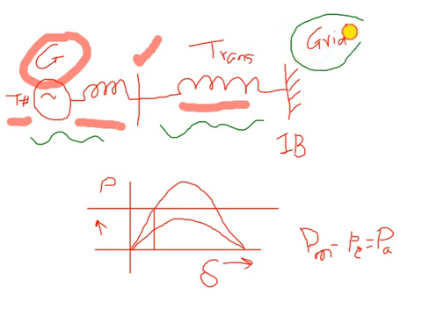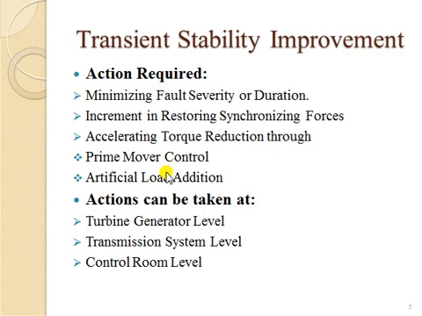Now grid level actions are actions taken by system operators, like in a control room or a load dispatch center. Those actions can also save your system from going into instability, and your stability can be improved. So let us see these improvement techniques one by one. What are the actions required for transient stability improvement?